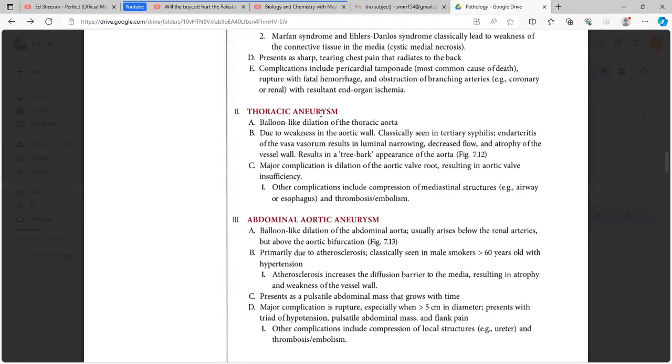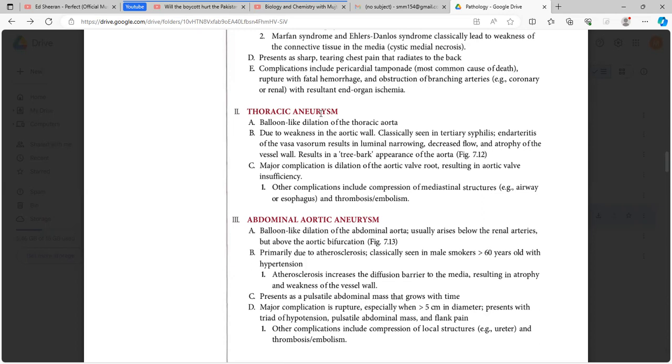In the case of an abdominal aortic aneurysm, we also need to know the location of the aneurysm. This type of aneurysm always lies below the renal arteries, but above the aortic bifurcation. And in the case of thoracic aneurysm, you just have to remember that the properties are similar, as the name suggests. The thoracic aneurysm is a tree bark aneurysm. Its shape resembles a tree bark, and the disease which is characterized by it is syphilis. It is predominantly seen in tertiary syphilis.